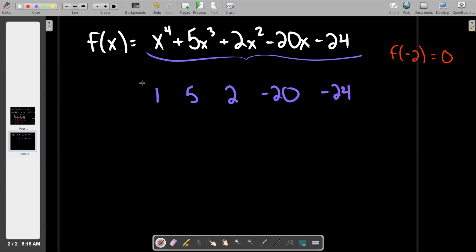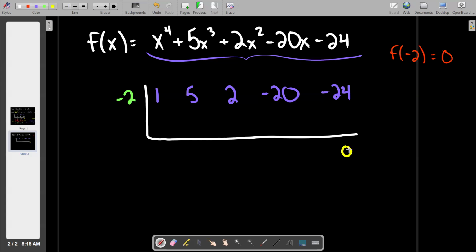And we're going to upside down synthetically divide or substitute what number? And we go. Again, I don't know if you guys do what I do or not, but putting the 0 is just kind of a target, something to shoot for. So here we go.